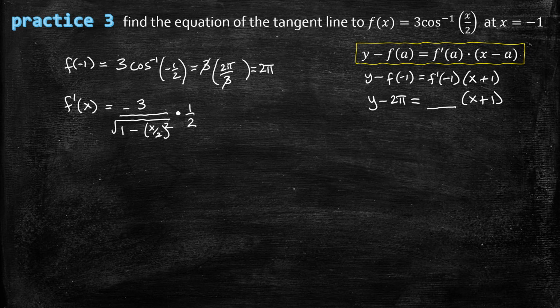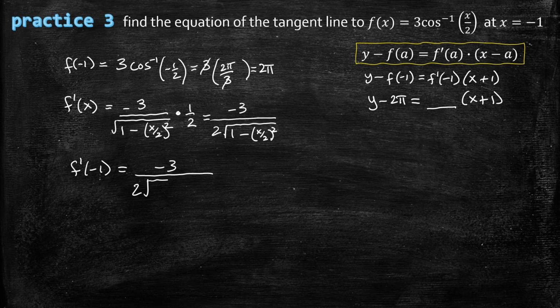And if we tidy this up a little, we get negative 3 over 2. We'll keep that in the denominator there. 1 minus x over 2 squared. We don't have to simplify too much because we are just plugging in. We are trying to find the slope, f prime at negative 1. So we will plug in and we'll get 1 minus, and in here we'd get negative 1/2 squared. And that becomes negative 3 over 2. Now, half squared is a quarter, and 1 minus a quarter is 3/4.